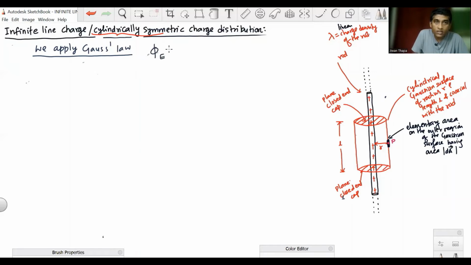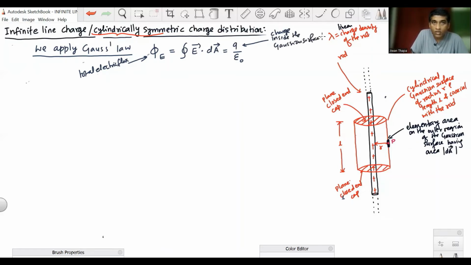From Gauss law, we can write total electric flux equals the surface integral of electric field over the closed surface equals Q by epsilon naught. So this is the charge inside the Gaussian surface. Clear? So we have this. Let's call it equation 1.